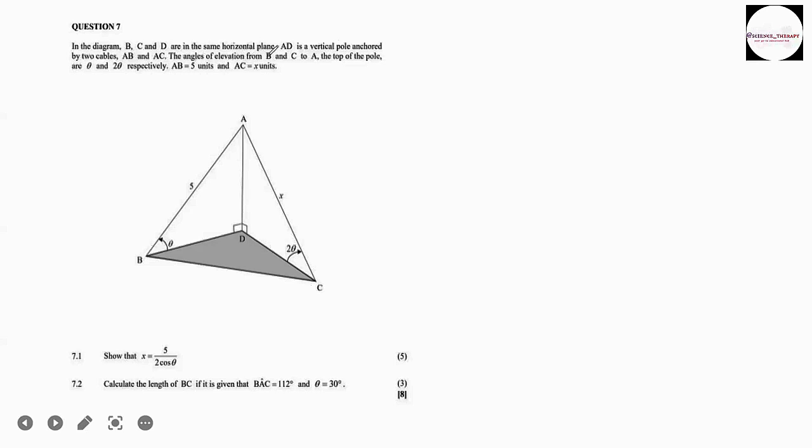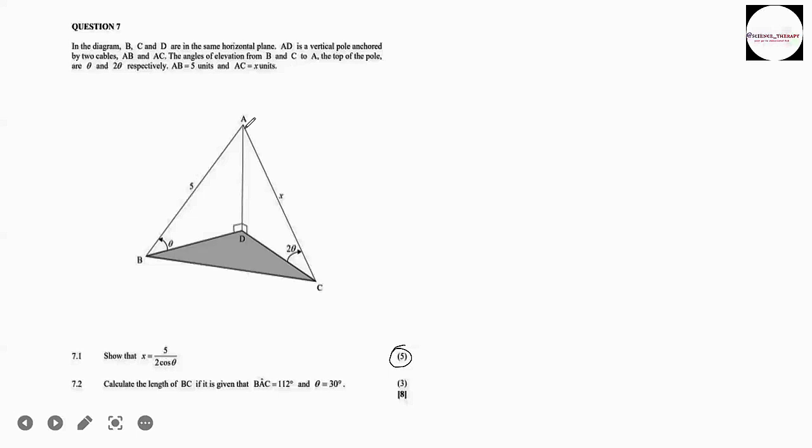The angle of elevation from B and C to A, the top of the pole, are theta and 2 theta respectively. And then AB is 5 units and AC is X units. Then 7.1 says, show that X is equal to 5 over 2 cos theta, for 5 marks. Now again, applying the strategy, we know that we should solve this from the common side.